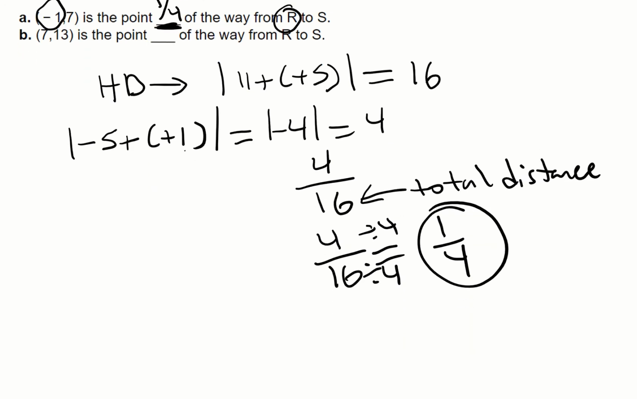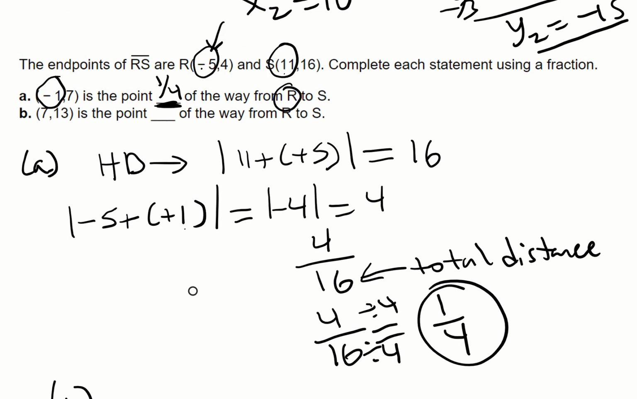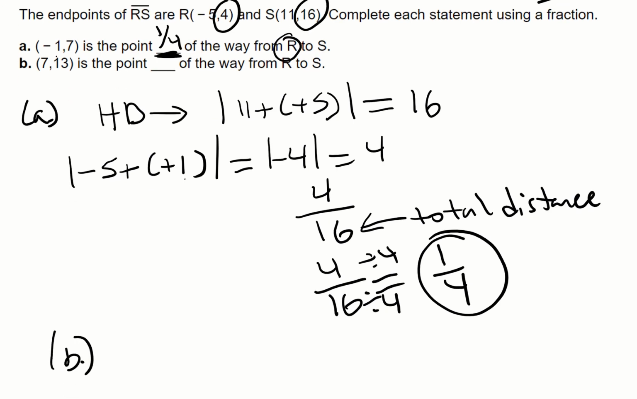Now this time, just to show you, for part B, we're going to use the y distance instead. So this time, instead of using the horizontal distance, let's use the vertical distance. So we'll use 4 and 16 for this example.